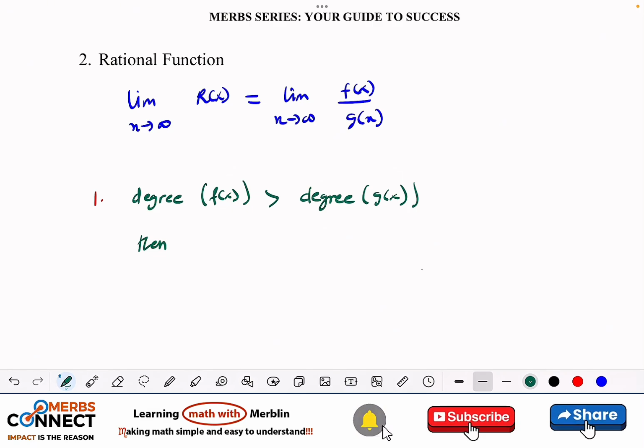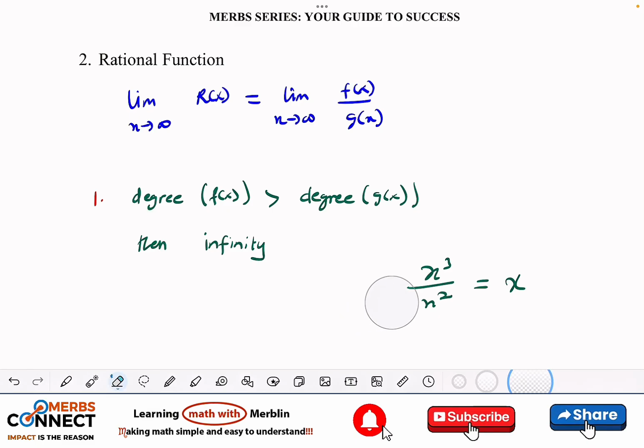We are going to have something like, let's say, x to the power 3 divided by x to the power 2, because the top is greater than the bottom, right? So this is going to give us a polynomial function, let's say x. So this is going to give us infinity.